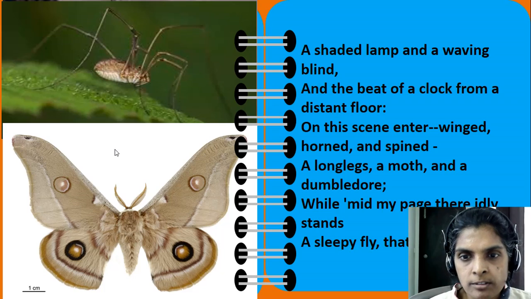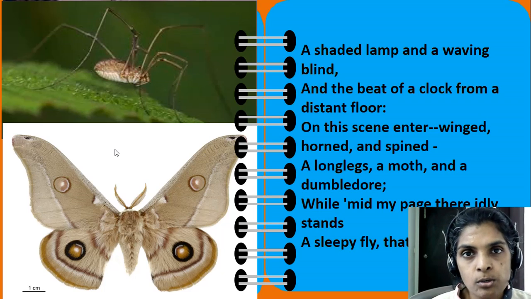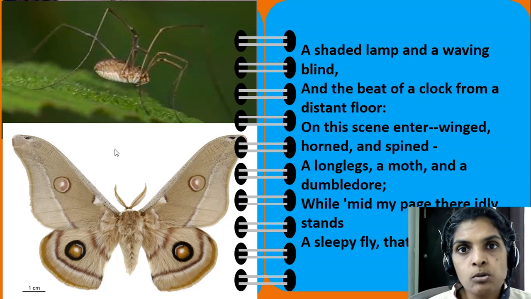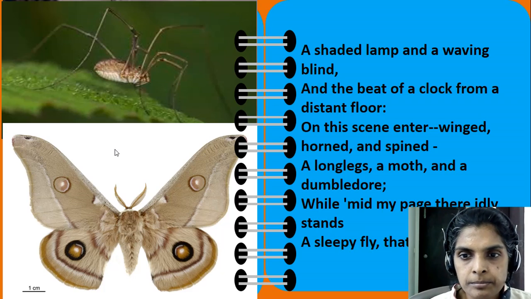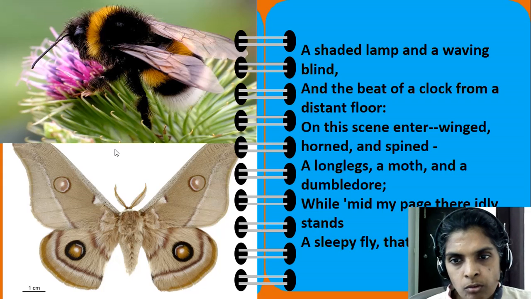and a moth. This is a moth. You would have seen moths flying. So all these insects, they are attracted to light. Since it is midnight, there is no light outside. So in the poet's room, they all saw light. So they are attracted to the light and they come towards the light. And a Dumbledore. See, this is a Dumbledore. It's also called a bumblebee. So these three have come.